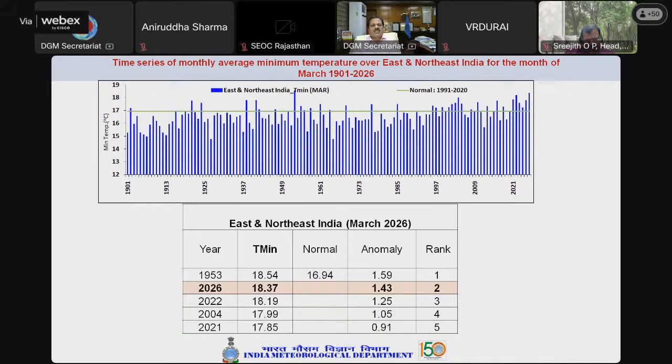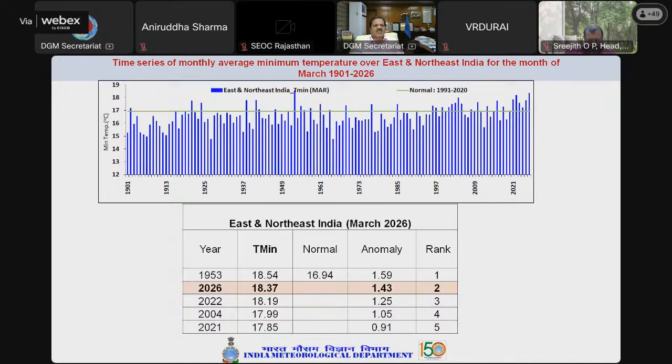Now, let us look at the monthly average minimum temperature for East and Northeast India. What you find is that it is 1953 when it was 1.59 as the warmest night temperature, you can say. In 2026, the second warmest night temperature. It was mainly because of the cloudiness, western disturbances, lightning, etc., which led to a rise in night temperature.